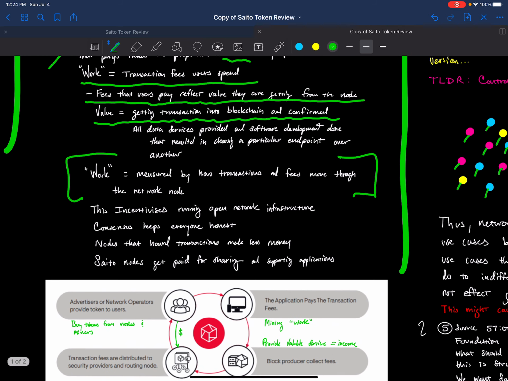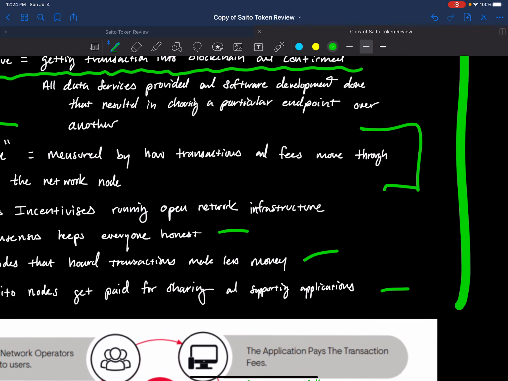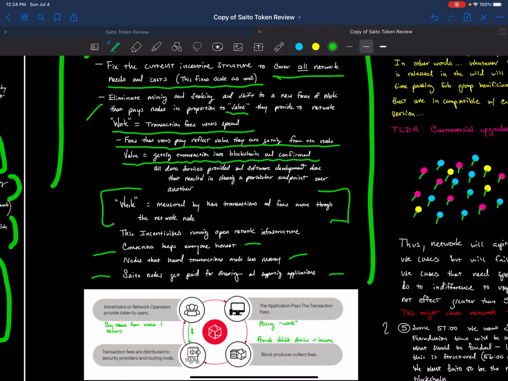So basically, the incentives are running an open network infrastructure, and consensus keeps everyone honest. Nodes that hoard transactions make less money. Saito makes it to where you get paid by supporting the network. So basically, you have nodes, and these nodes are service providers. The ones that get transactions that interact with the network the most get the most mining reward. Mining reward is interacting with users who do transactions on those nodes.